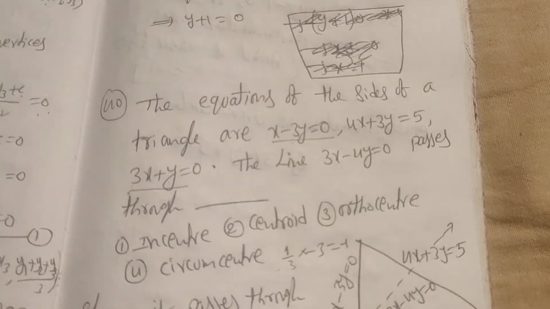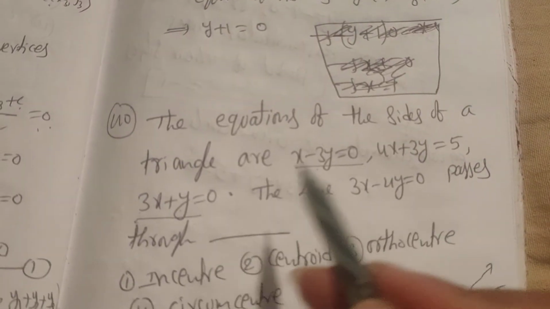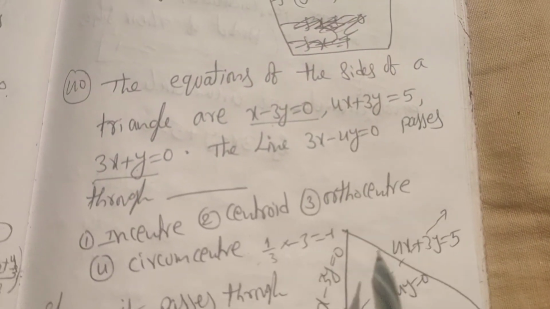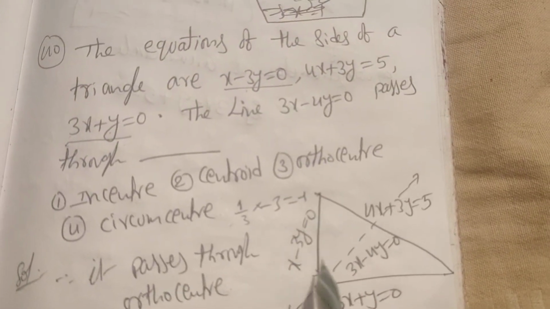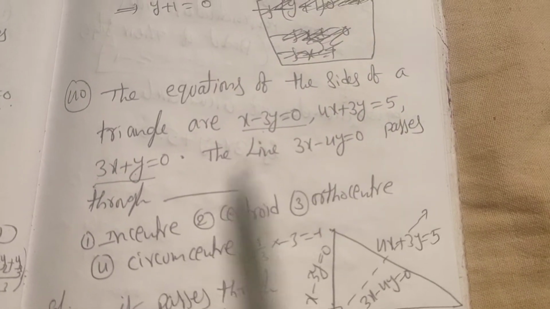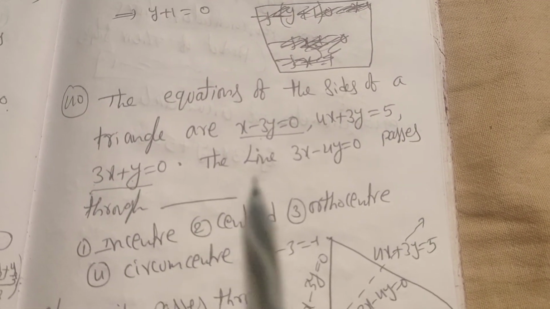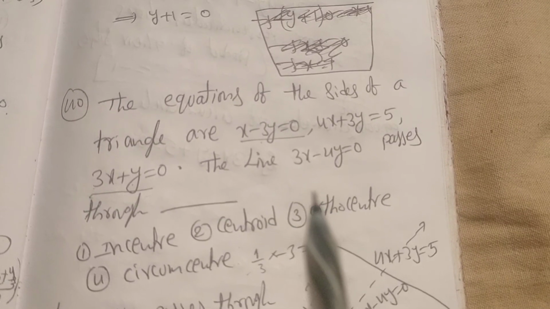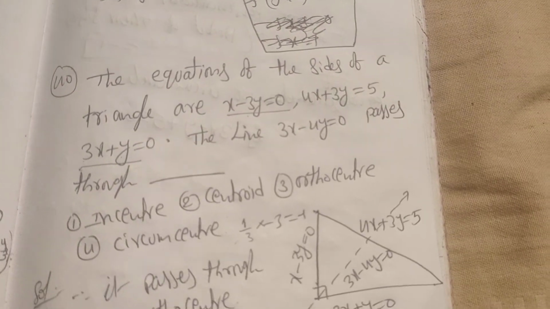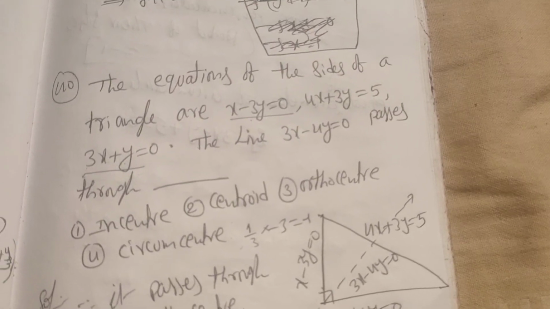Once you observe the given equations clearly, if these two lines are perpendicular, it means this triangle is a right angle triangle. Very clear. The third line is 4x plus 3y is equal to 5. So this is x minus 3y is equal to 0, and this is 3x plus y is equal to 0. It is a right angle triangle. In a right angle triangle, the orthocenter coincides with the right angled vertex, and here I am explaining, the circumcenter is the midpoint of the hypotenuse.